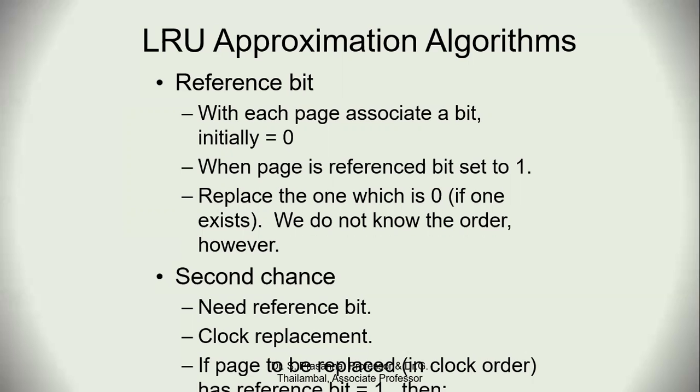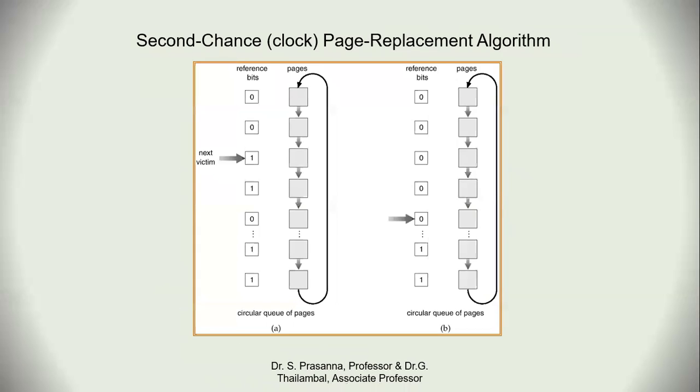Second chance is you are giving a second chance for the page that is acting as a victim. So it needs a reference bit and a clock replacement. The clock will be set again to its default value, and again it starts. If the page to be replaced in clock order has reference bit equal to 1, then you have to follow these steps. So here is the diagrammatic representation of the second chance clock page replacement algorithm.